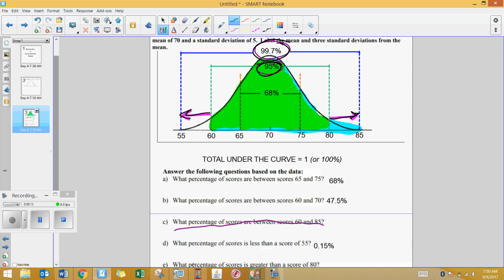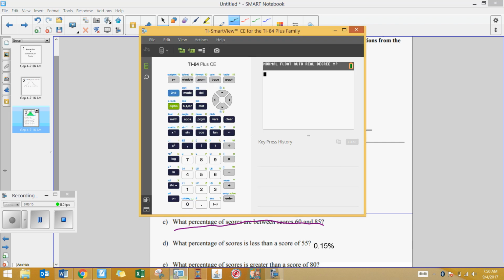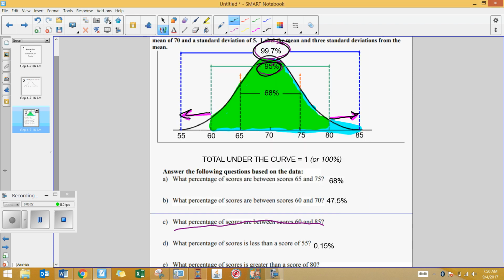And so 4.7 divided by 2 tells me 2.35. So that means that this little piece over here is 2.35, and this little piece over here is 2.35%.